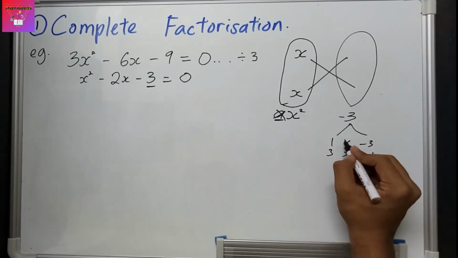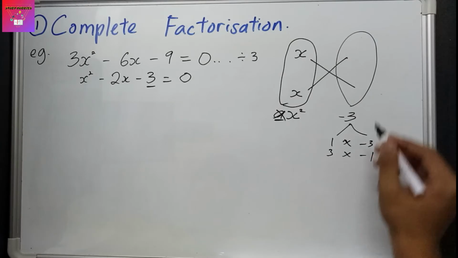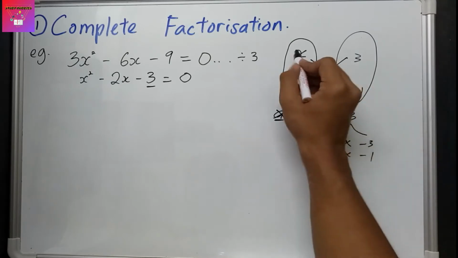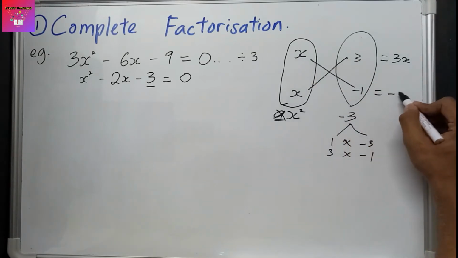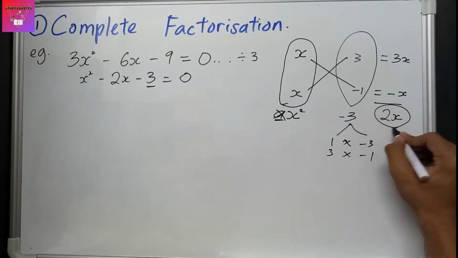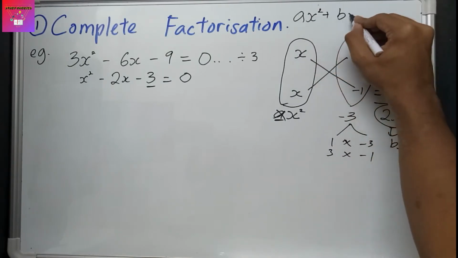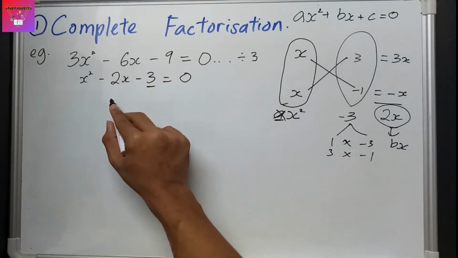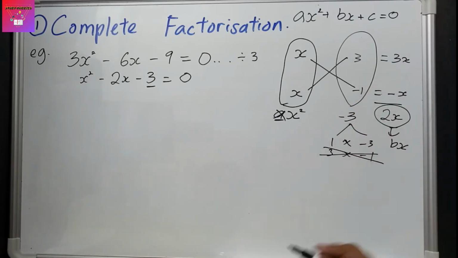So we have to do trial and error now. First, let's say I insert 3 times negative 1. Once we cross multiply, we get 3x and negative x. So 3x minus x gives you 2x. This is actually the bx of the general formula. I'll just write down the general formula again. Is 2x matching negative 2x or not? Obviously no, right? So we cannot use 3 times negative 1. This becomes a wrong working.